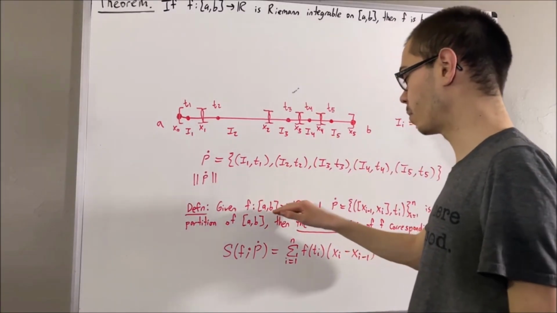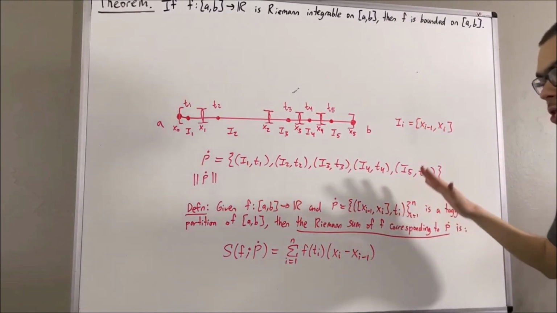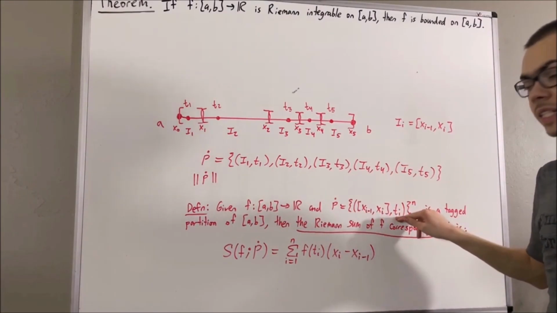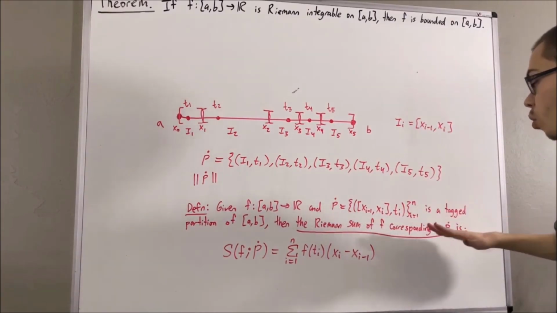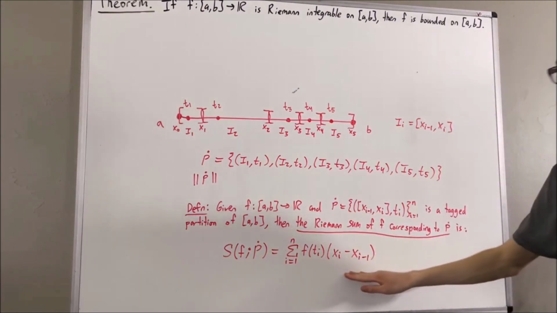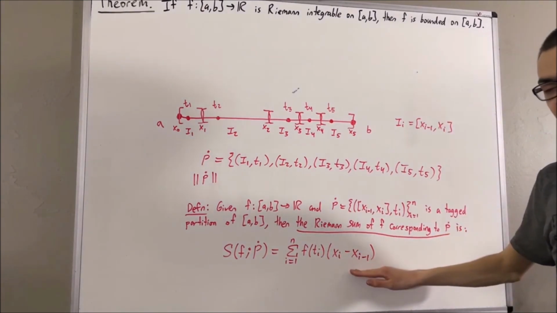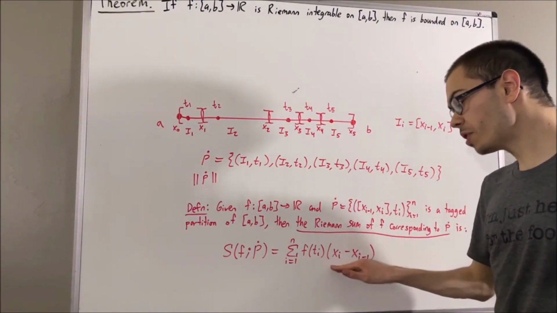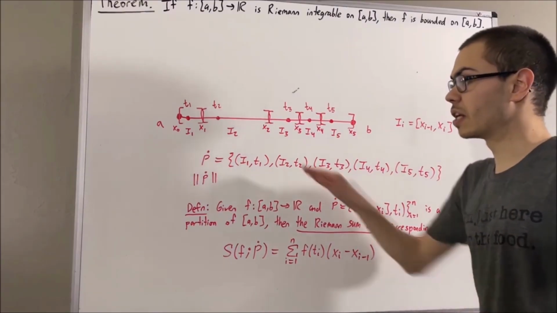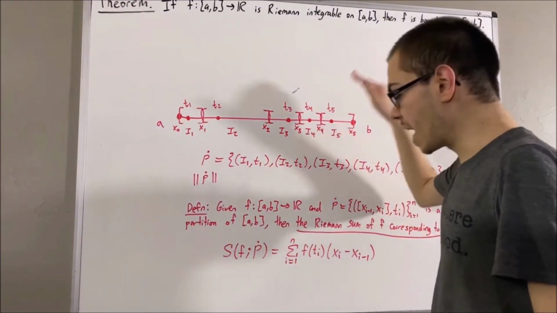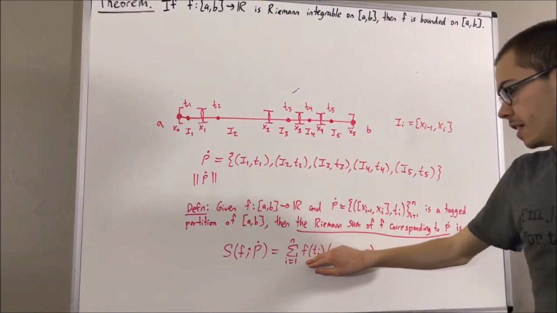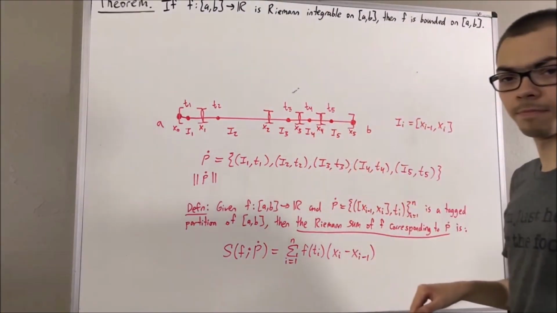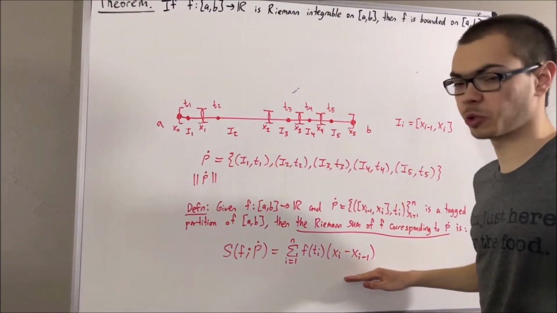Given f is a function from [a, b] to R, and P is a tagged partition of [a, b], we'll say that these are the subintervals and these are the tags. Well then, the Riemann sum of f corresponding to P is given by this formula. So really what's going on here is we're adding the areas of a bunch of rectangles, where the width of each rectangle is given by the length of each subinterval, and the height of each rectangle is given by the output value of the function f at each of the tags. Right, so that's really what's happening here visually.